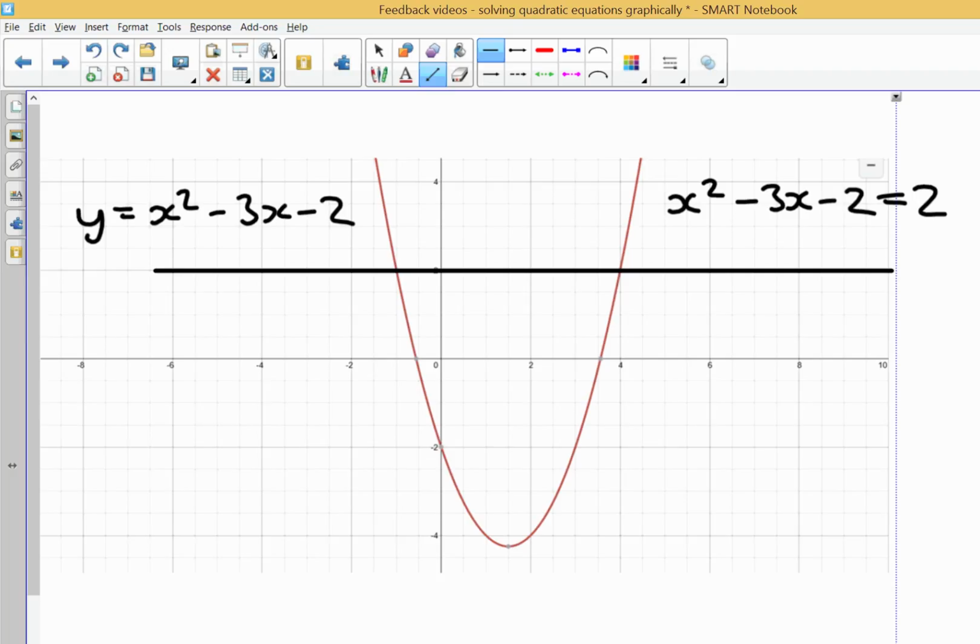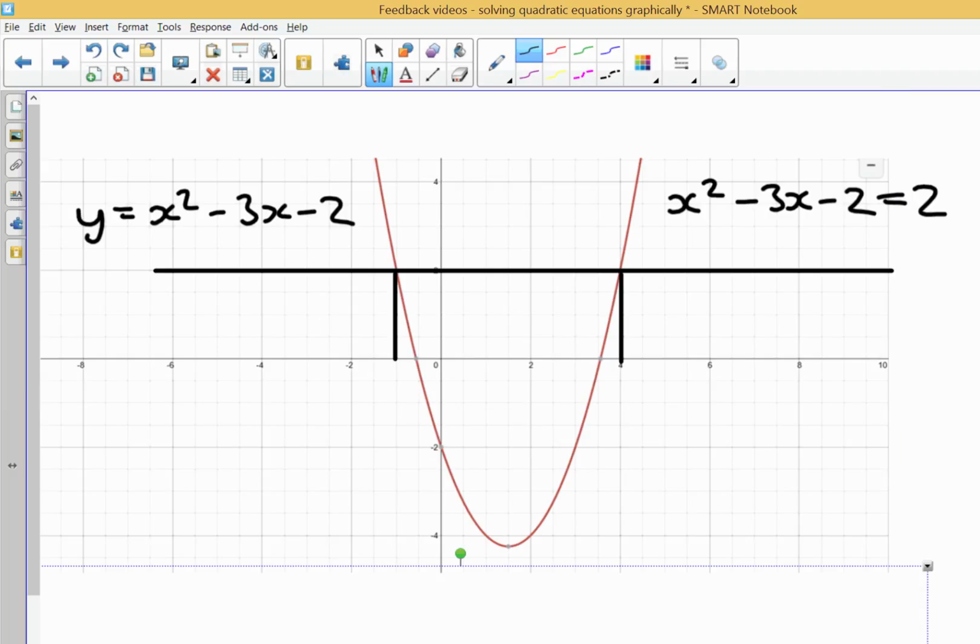All you do then to work out your solutions and estimate them is you get your pencil and you would draw another line which just goes from your point down to the x-axis. Now, given you'll have a pencil to do this, I suggest that you do this with a dotted line with your pencil. So my estimates there would be x equals minus 1 and x equals 4, and they would be the estimates for my solution.